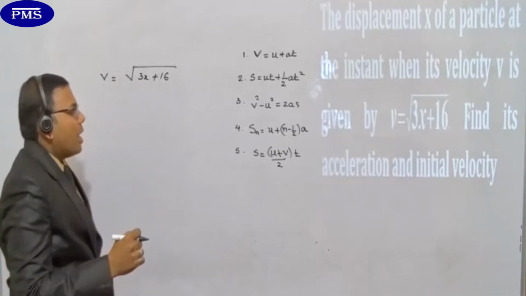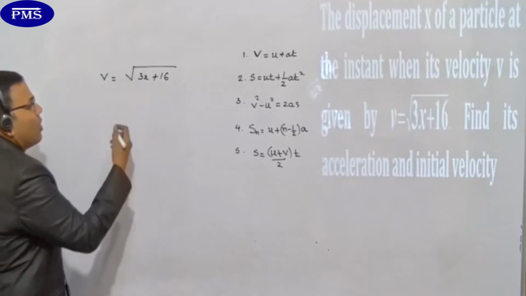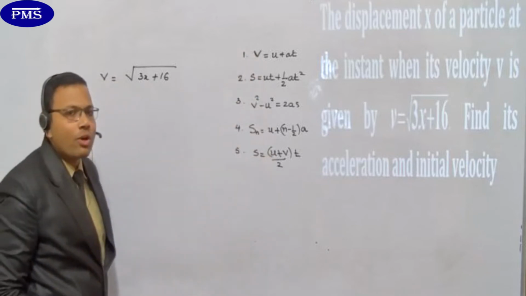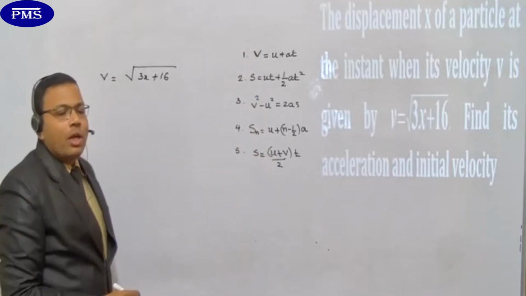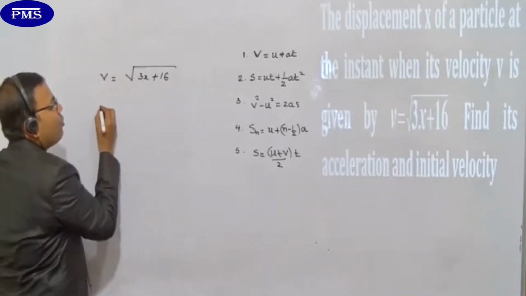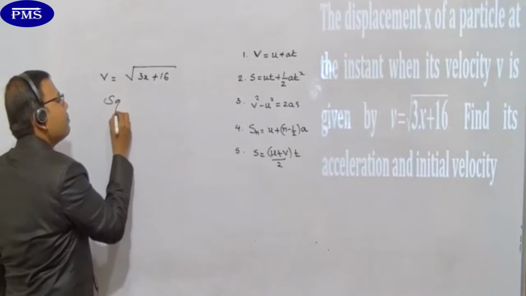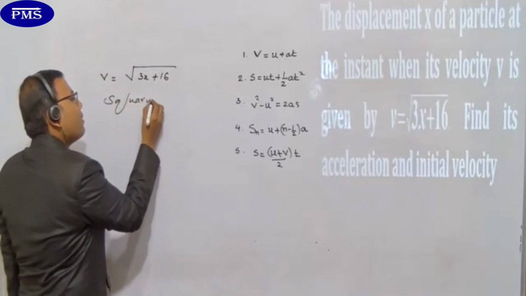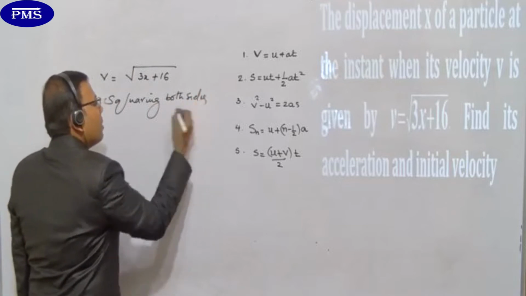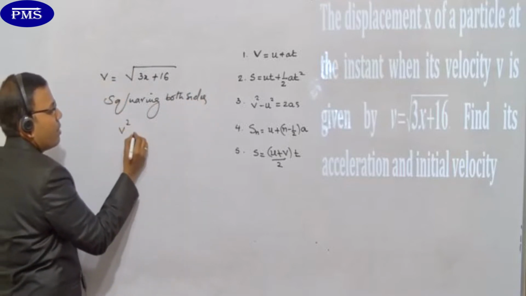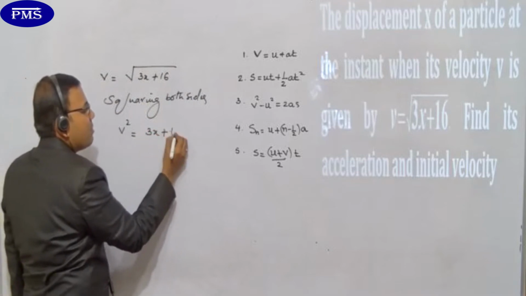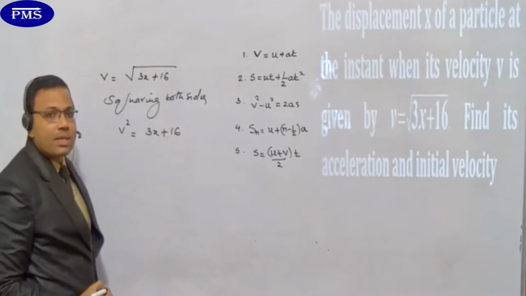So beta, now I square both sides, because in these equations there is no root anywhere, I don't have any root, right. So I have to remove this root, so in order to remove the root, what I have to do, square on both sides. So first what I am doing is squaring both sides. What it becomes, v square is equal to, here the root will cancel, so only 3x plus 16 you will get, 3x plus 16, right.